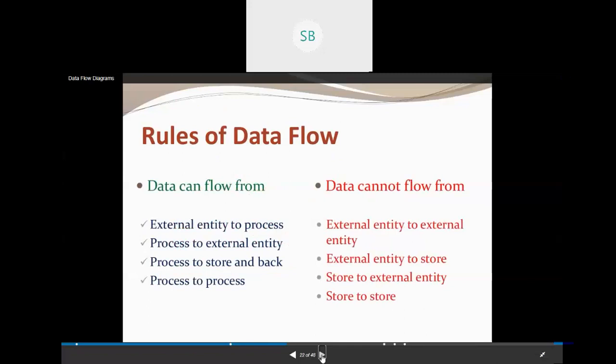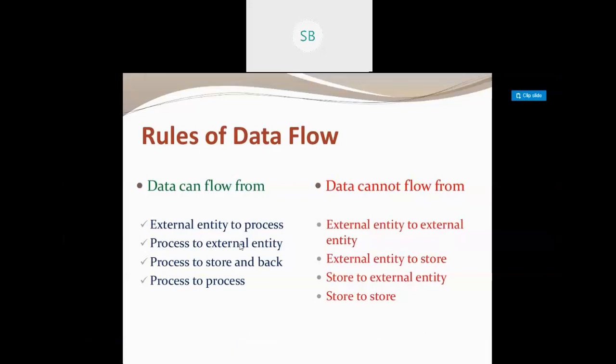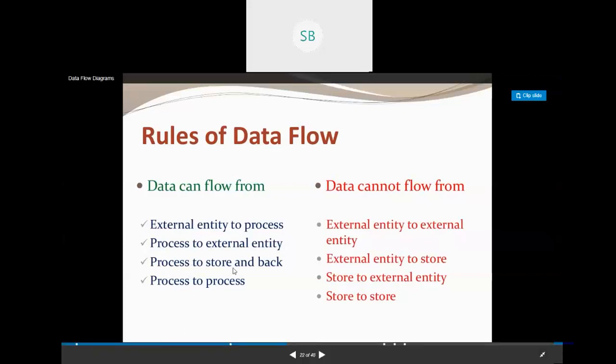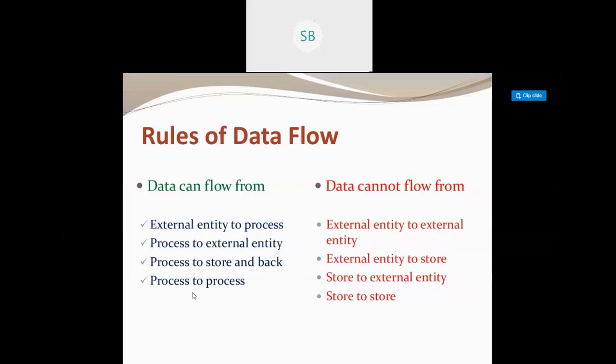Next, we have the rules for data flow. These are the do's and don'ts. Data can flow from an external entity to a process. Process to external entity is also possible; we have seen the process giving an acknowledgement to the customer. Process to data store and back is possible, and process to process flow is also possible. There can be data flow arrows for these.